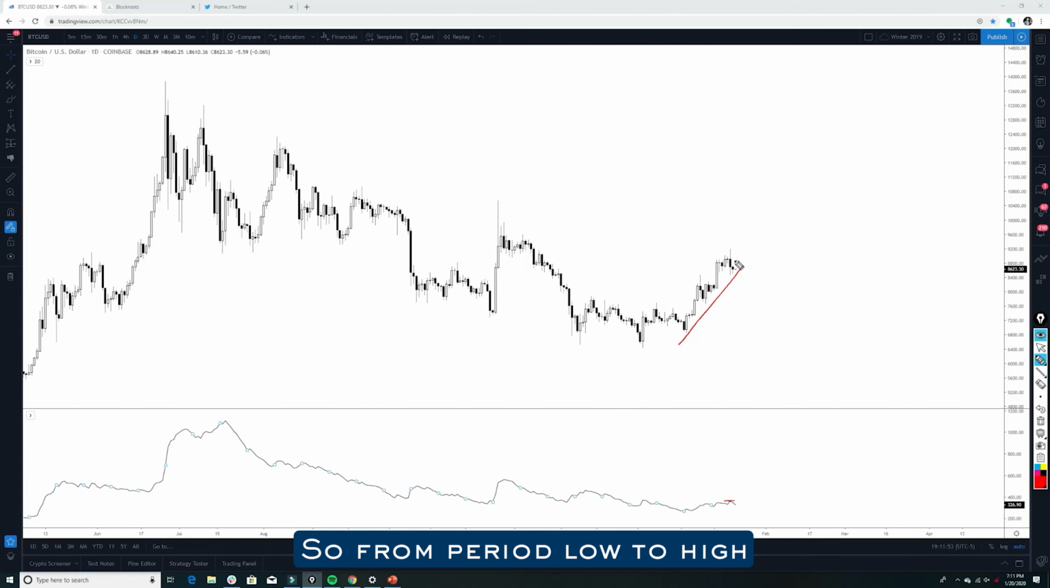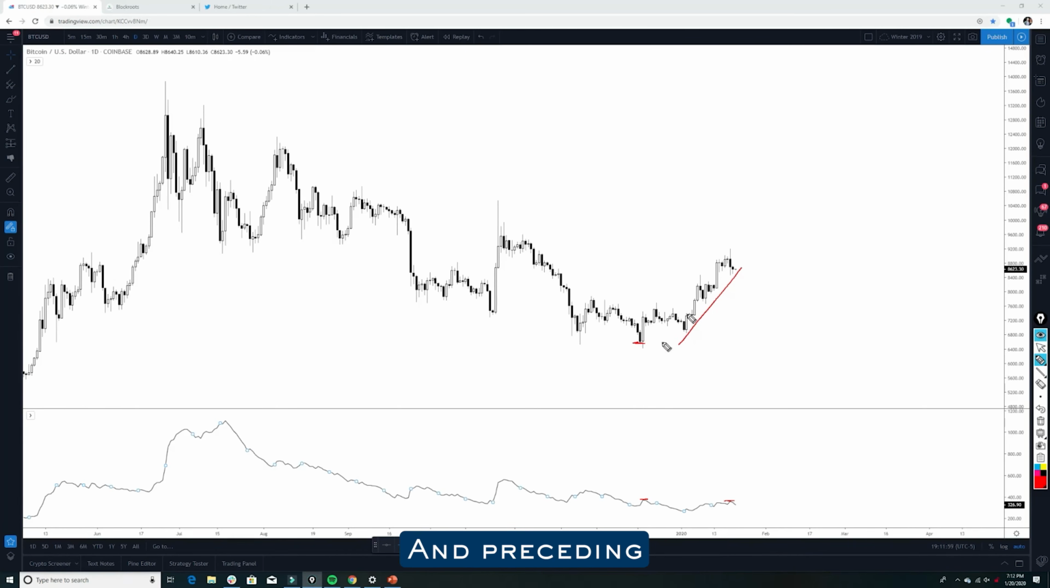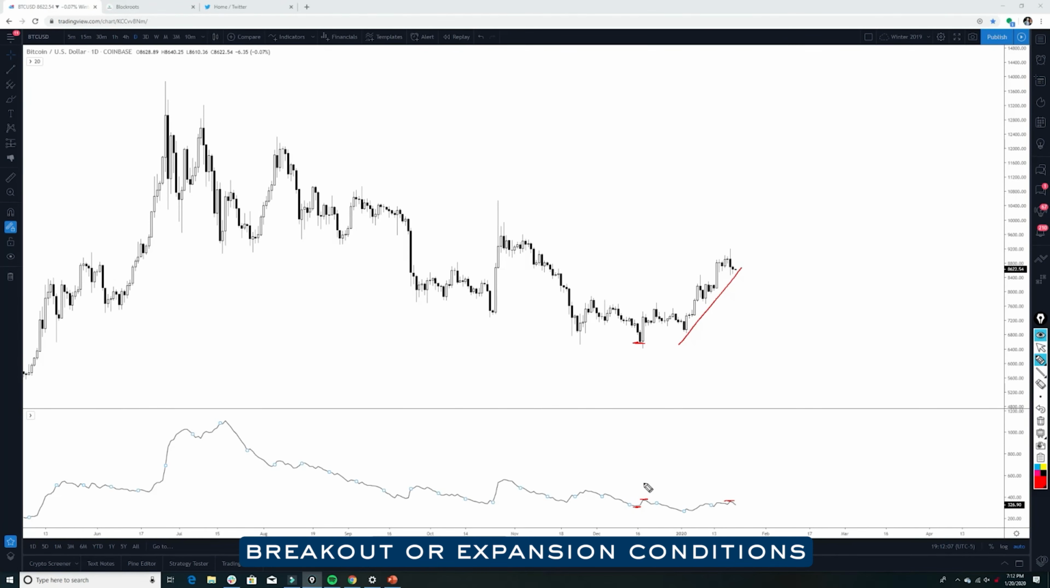So from period low to high. And you could see the last time we were above that value was over here, and that was at this sell-off right here, okay? And preceding that was a low in volatility, or a low in ATR. And again, that's the next point we're going to get to, which is identifying breakout or expansion conditions.